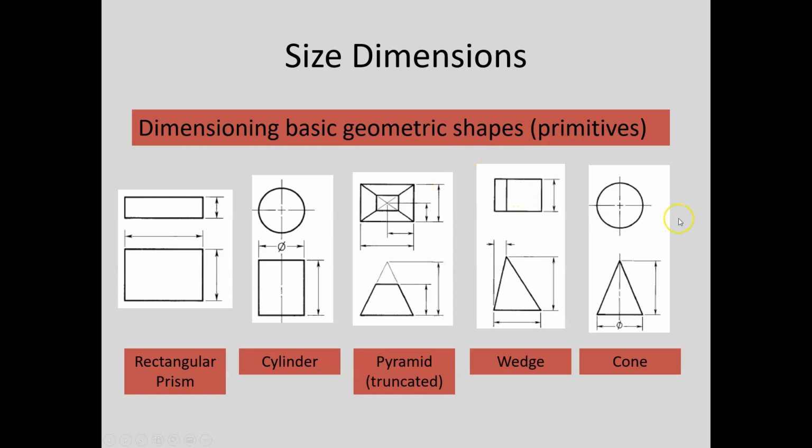And we can go on and on here, right? A cone has a diameter and a height, right? That's all we need, right? Considering that it's a right cone, right? If it's off center, if it's not a right cone, then we need another dimension for the misalignment of the center, all right?